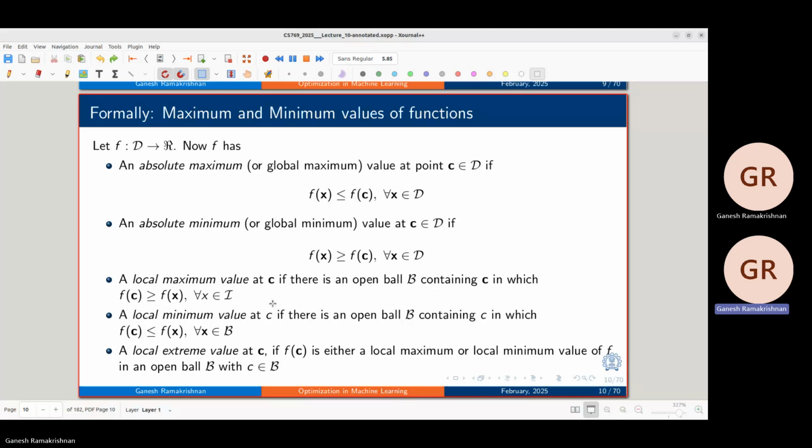So the function looks like this. At this point, I can draw a ball. I can draw an open set. So in this case, we have taken the degenerate case of an open ball at this point x with a radius epsilon.